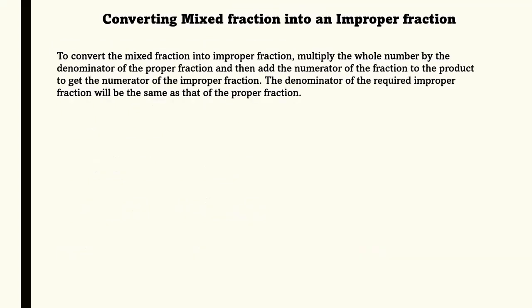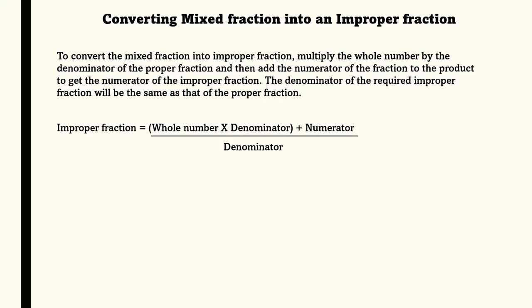Converting mixed fractions into improper fractions. To convert a mixed fraction into an improper fraction, we multiply the whole number by the denominator of the proper fraction and then add the numerator of the fraction to the product to get the numerator of the improper fraction. The denominator of the required improper fraction will be the same as that of the proper fraction. Let me make it simple for you. Improper fraction is equal to whole number times denominator plus numerator, by the same denominator. Let us take an example to make it more clear to you.